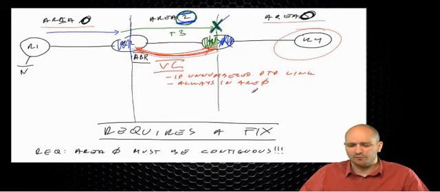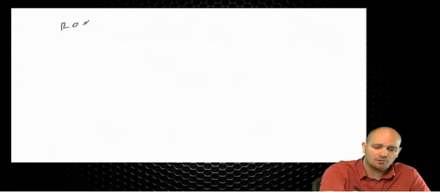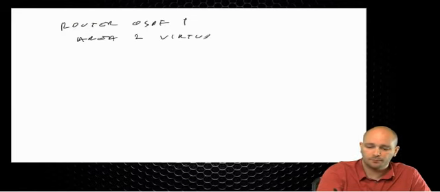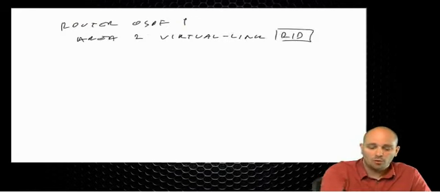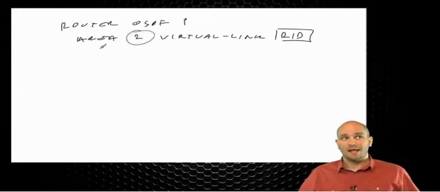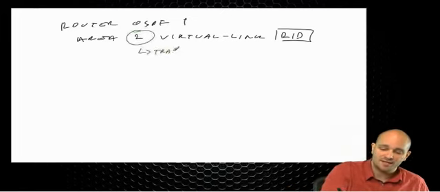Now, this might sound confusing because the actual syntax for configuring a virtual link is router OSPF, let's say 1, and then you say area, in our case area 2, virtual-link, and then you specify the router ID of the destination. So what am I saying, that the virtual link is always in area 0 when this one is in area 2? Well, area 2 in this case is something that we call the transit area.